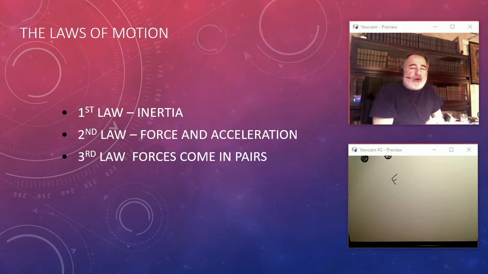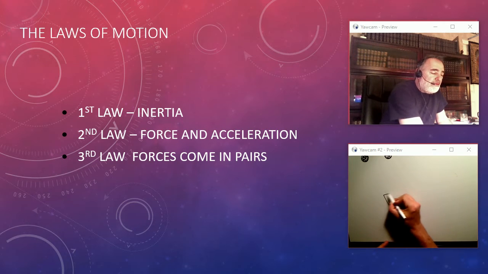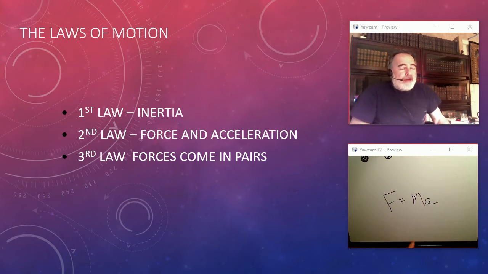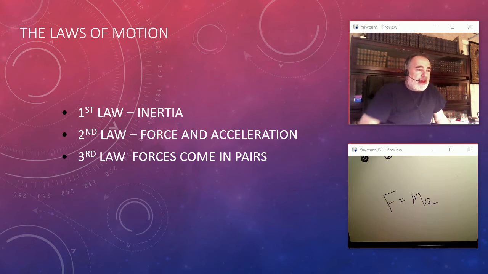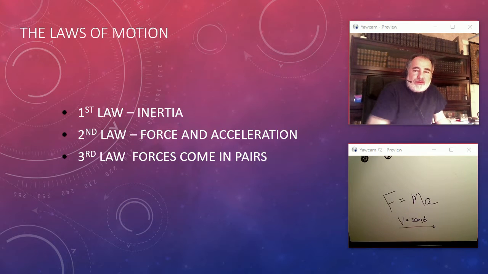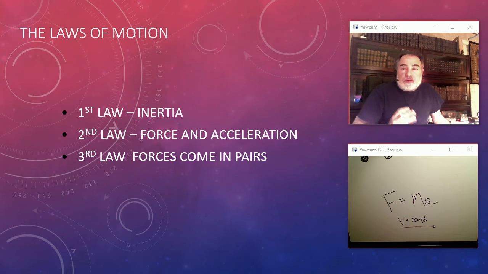And that brings us to our second law of motion. That in order to have an acceleration on any mass, I need a force. Otherwise, if I throw an object at a velocity of 30 meters per second in this direction, if there is no air friction, it will keep going forever. If there's no friction at all, it will keep going forever.